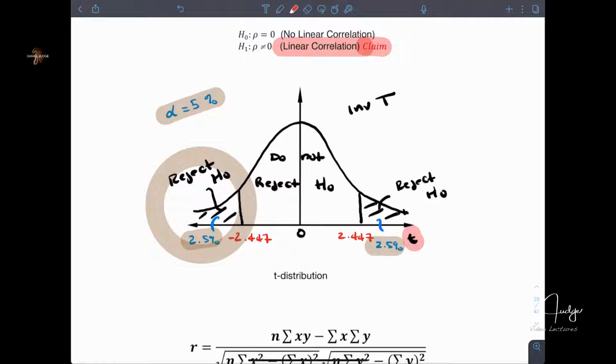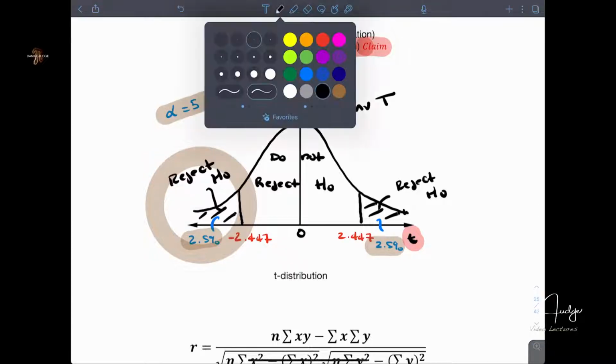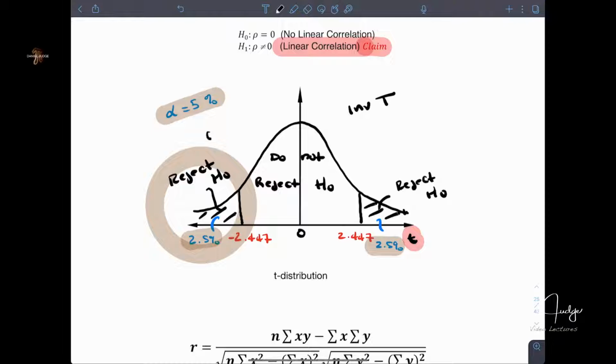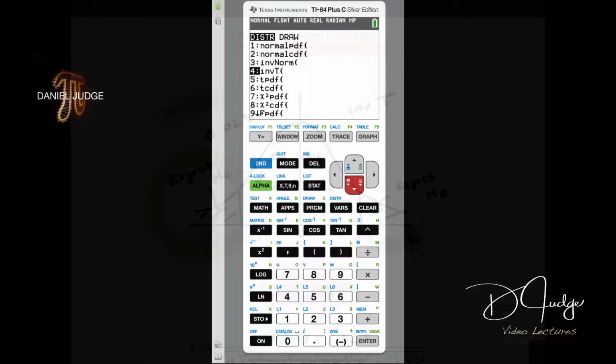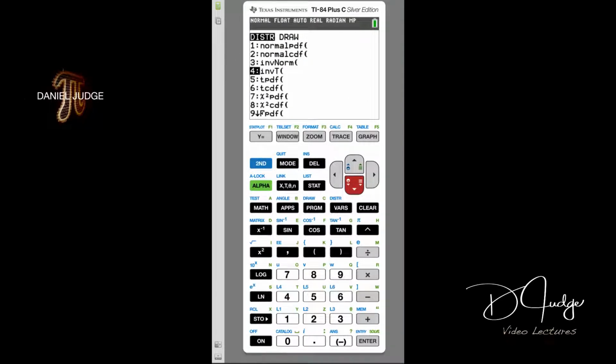The area to the left is 2.5%. So remember that for area to the left you use 0.025. In the TI, inverse T, 0.025. That's 2.5%. Notice it doesn't give us an option of center area, right area, left tail area. It's the default left tail area. So you need to know the area that's to the left of that critical value.